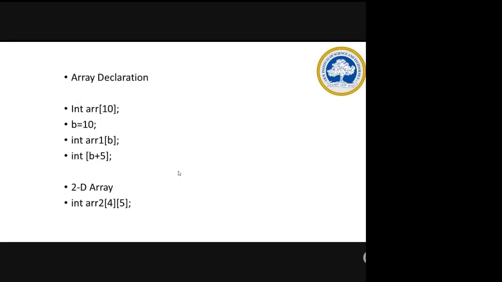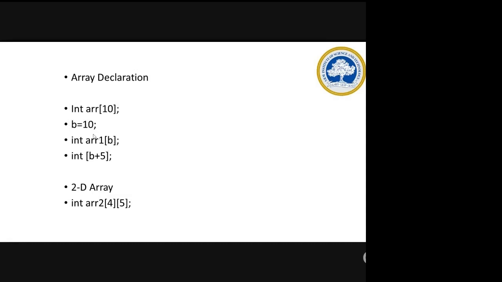Okay, so coming to this, the normal array declaration will be integer array of 10. In the variable itself you are giving the size, and you are passing it into the array. So anyway, this 10 is what will be taken by this.